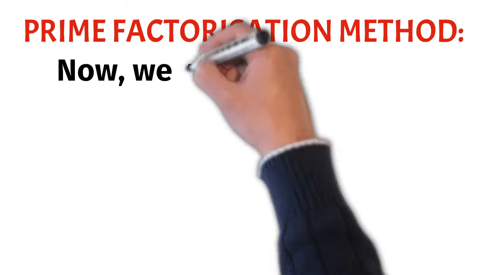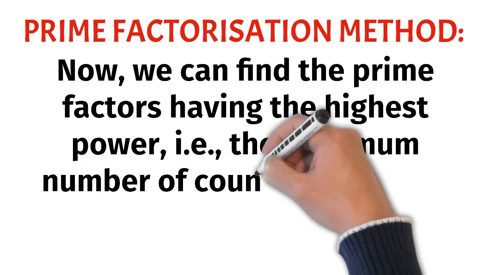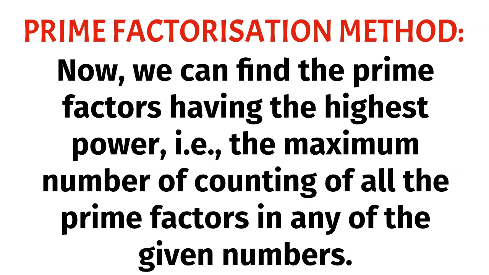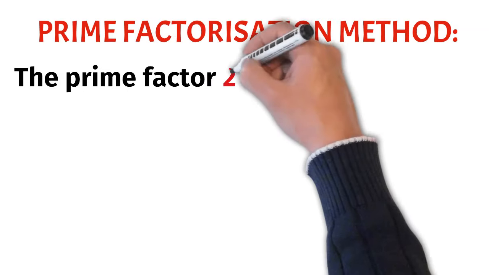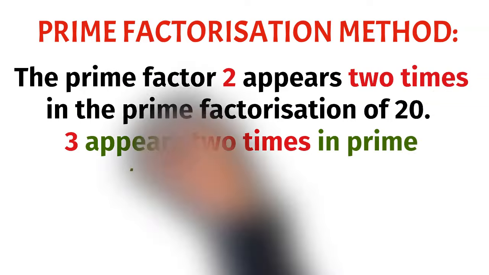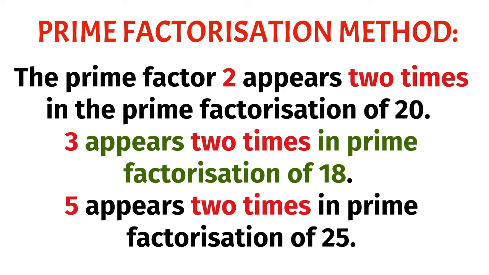Now we can find prime factor having the highest power, that is the maximum number of counting of all the prime factors in any of the given numbers. The prime factor 2 appears 2 times in the prime factorization of 20. Likewise, 3 appears 2 times in prime factorization of 18. And 5 appears 2 times in prime factorization of 25.